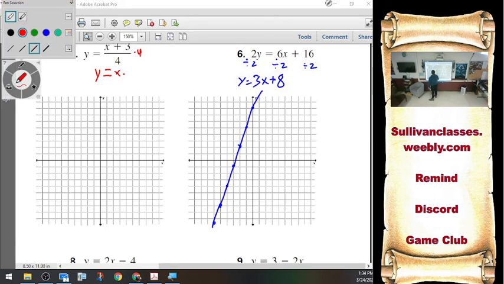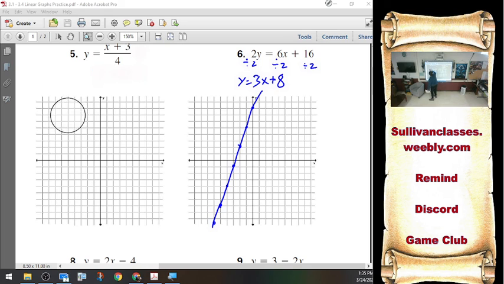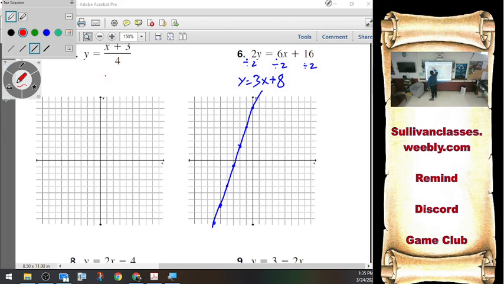This is one of those times where if I tried to get rid of the denominator, I'm just going to have to undo my work because now y isn't by itself anymore. Just write them both over 4. X is over 4, 3 is over 4, separately. Okay. So y equals x over 4, and 3 over 4.